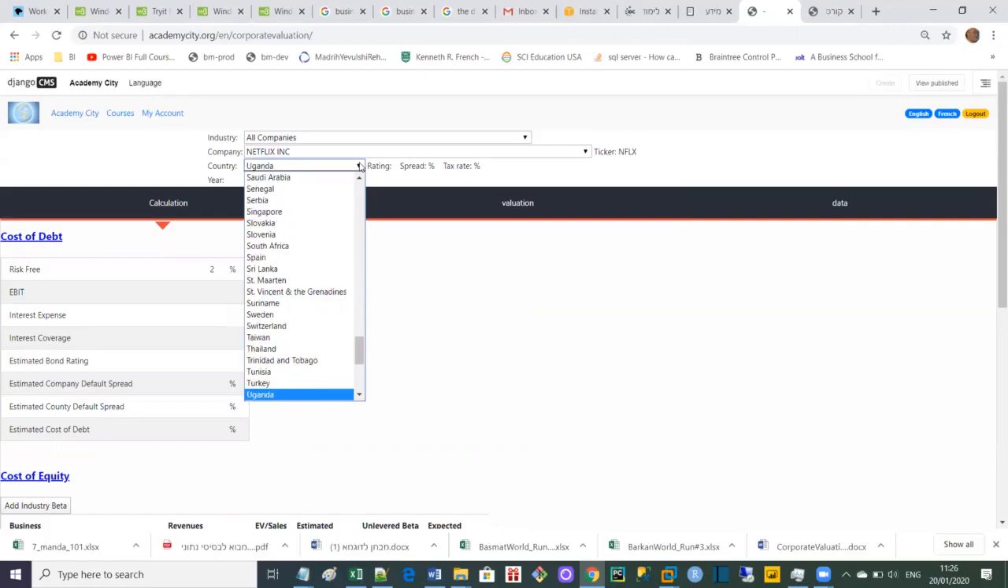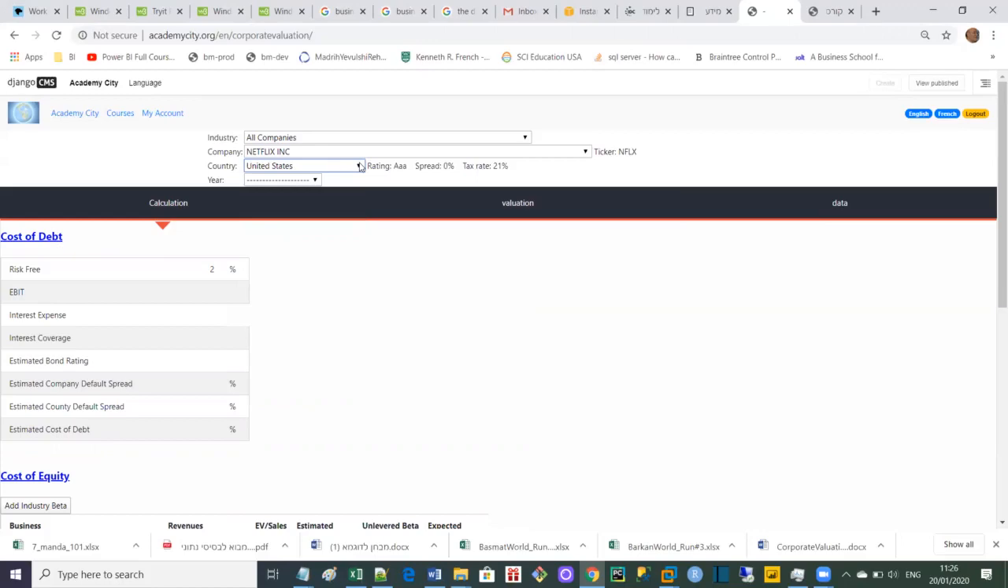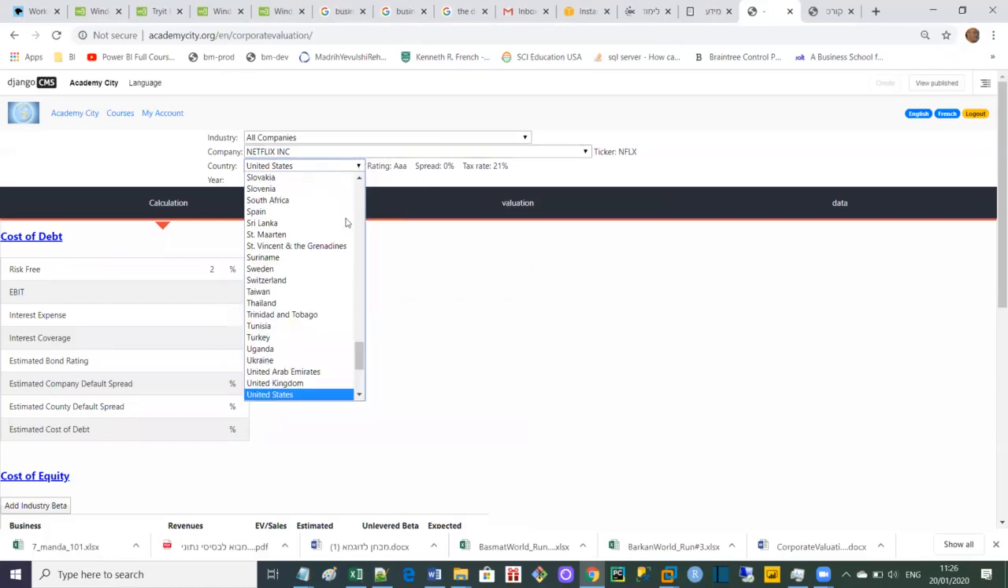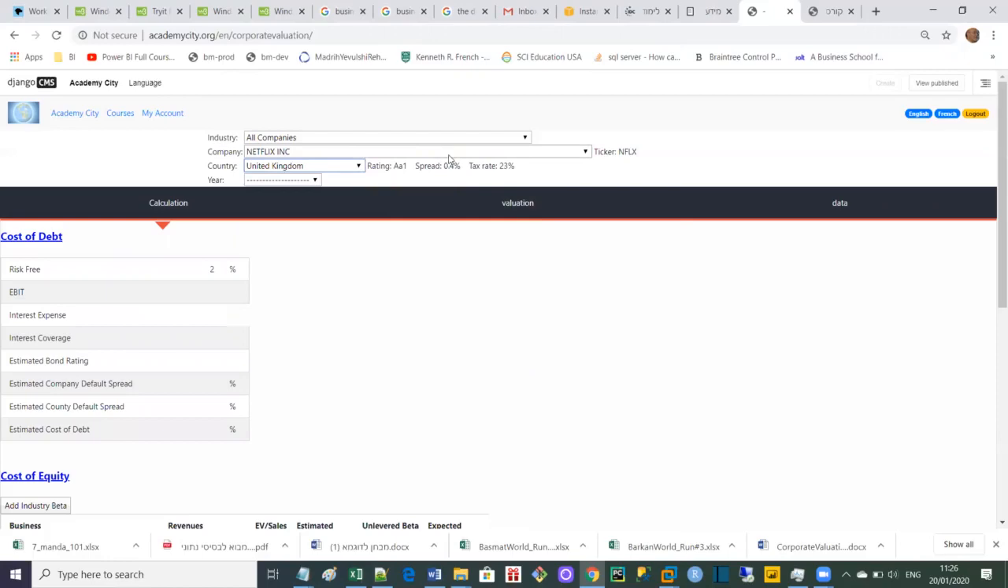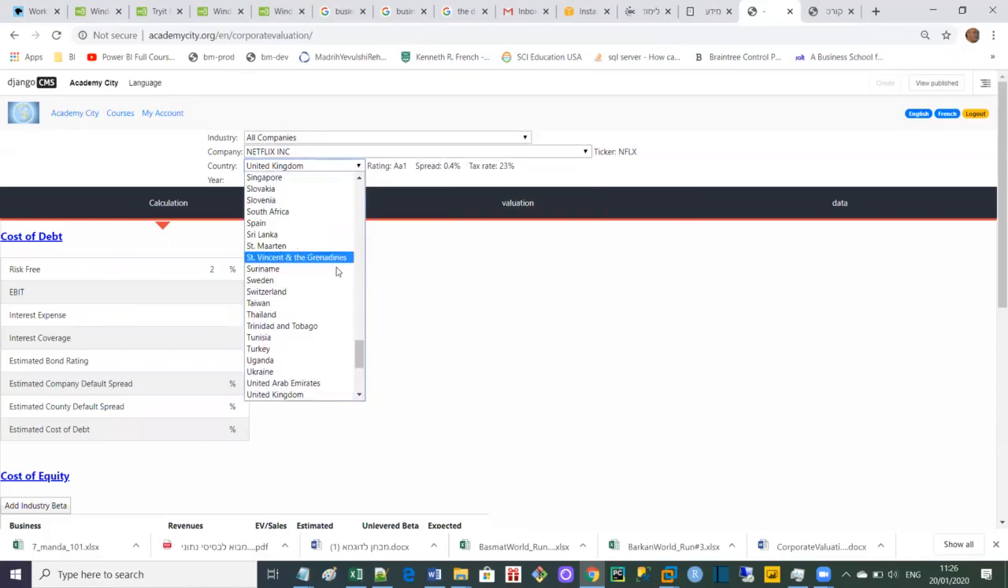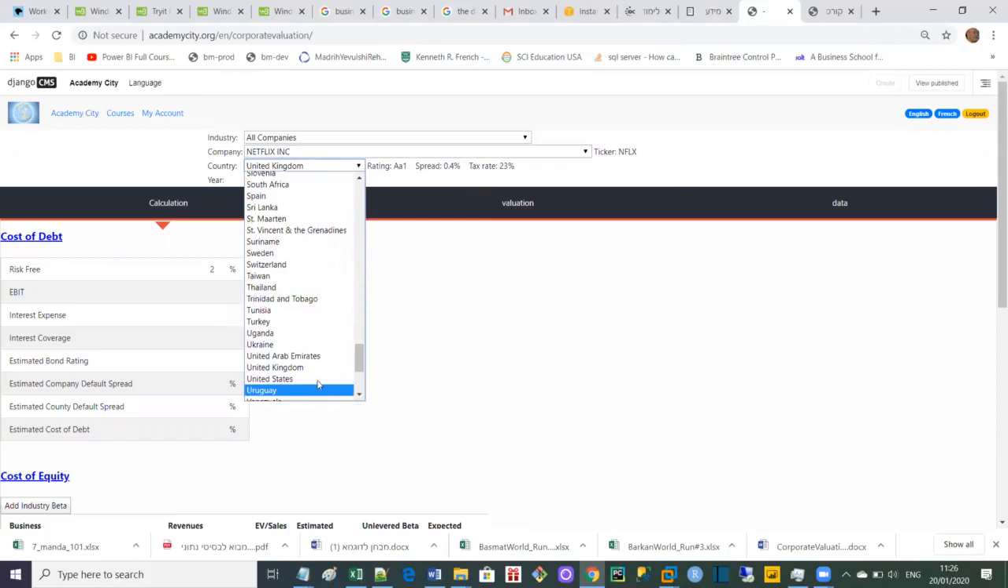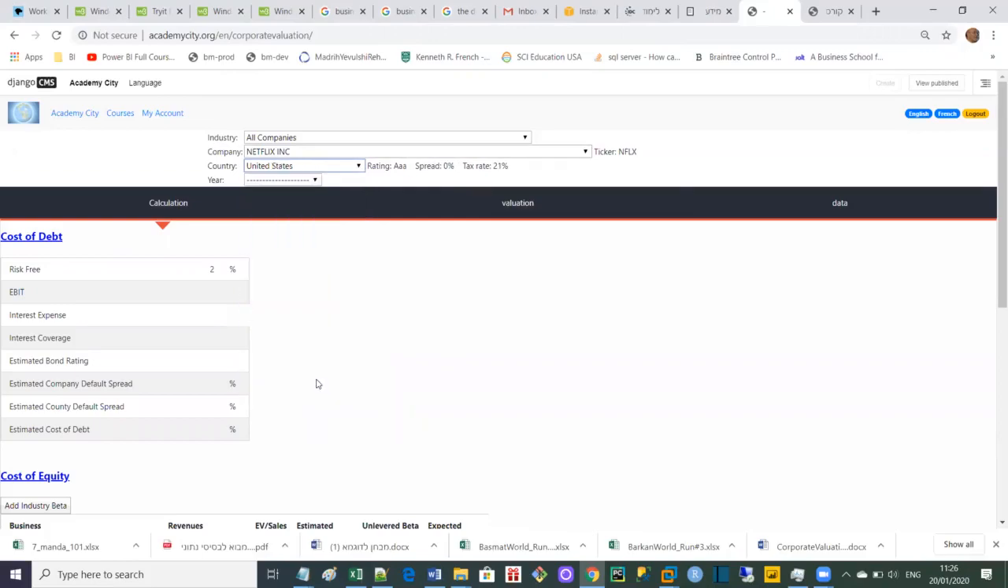Let me try that again, United States. Good. And here it's automatically pulling which grading the country has, or the tax rate in the country. If there is any country risk, it's automatically picking it up. For example, if I pick the United Kingdom, you will see there is a spread for country risk, and it does the whole thing automatically. But since Netflix is mostly operating in United States, I would pull United States.